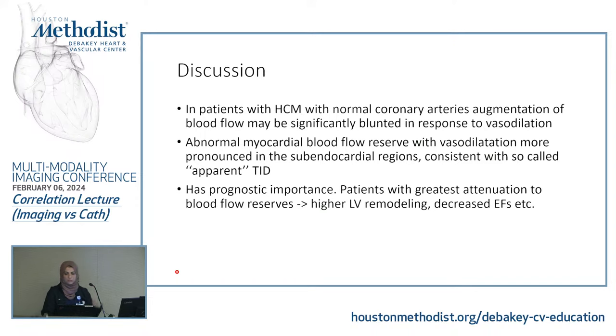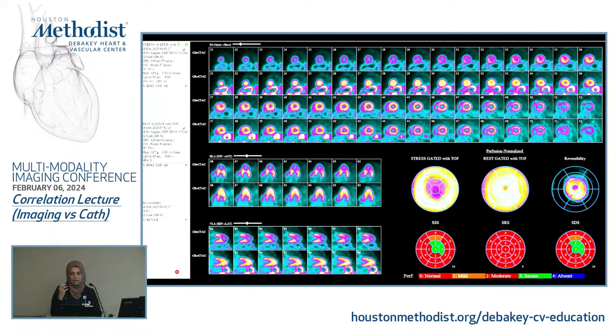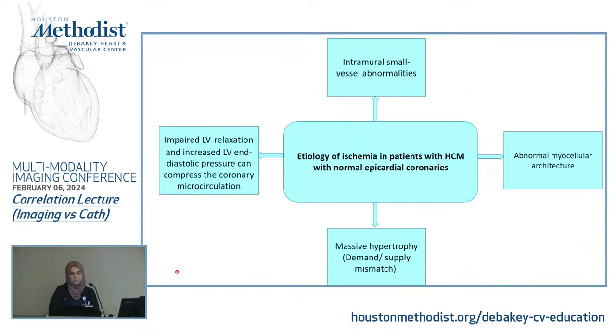There's actually subendocardial ischemia. If you look at that cavity, try to imagine that it's the same cavity, but that rim of subendocardium is truly ischemic, and that's because there's lack of augmentation. There's a few reasons why this happens. It could be just small vessel abnormalities due to abnormal myocardial architecture, true demand mismatch with such significant hypertrophy, or impaired LV relaxation and increased LVEDP, all leading to microvascular ischemia.